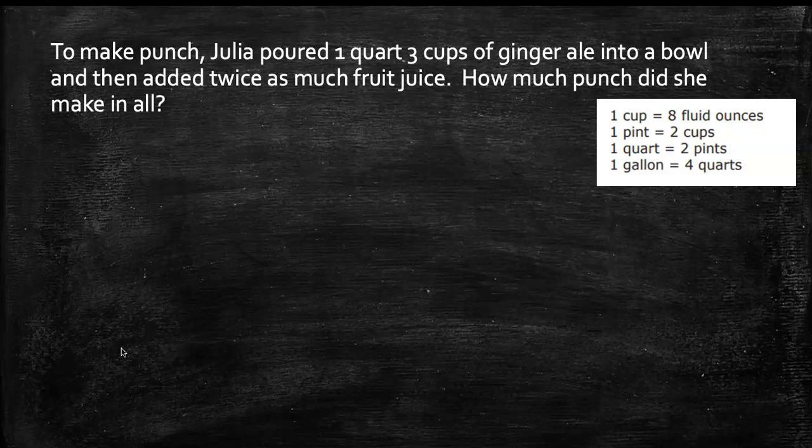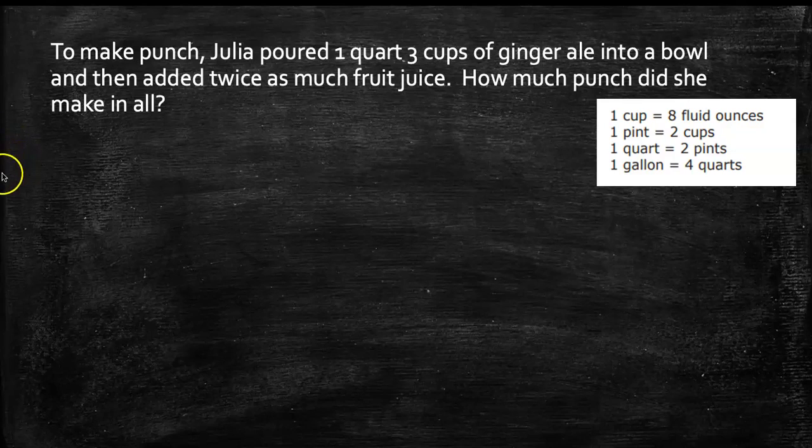So let's take this chunk by chunk and start drawing, the D part in read, draw, write, a picture to help me analyze and get the real understanding of this word problem. To make punch, Julia poured 1 quart, 3 cups of ginger ale. Oh, well, that gives us a lot of information. That gives me a piece of information, so I want to stop. Even though it's not the end of the sentence, I'm going to stop because that's a chunk of learning that I can draw. Julia poured 1 quart, 3 cups of ginger ale.